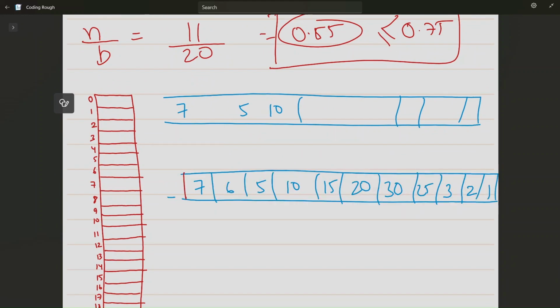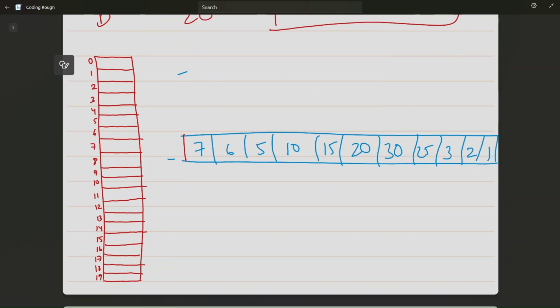So now let's calculate the value again. How were we calculating the value? We'll do 7 modulus 20 this time. Earlier we were doing 5, because the total size of this was 5 at the time. Now we'll do it with 20. So now when we do 7 modulus 20, it will be what?